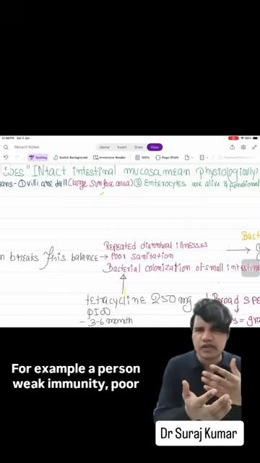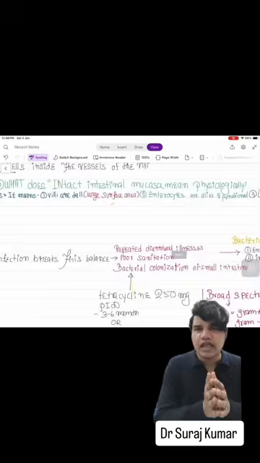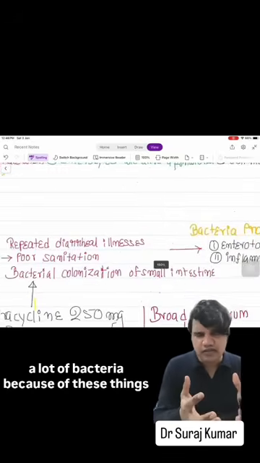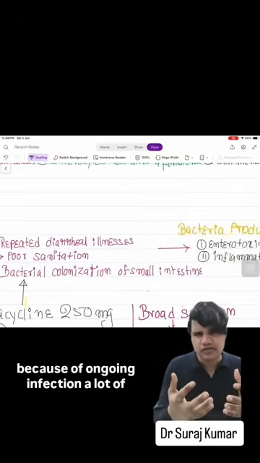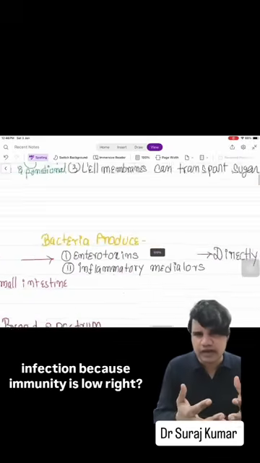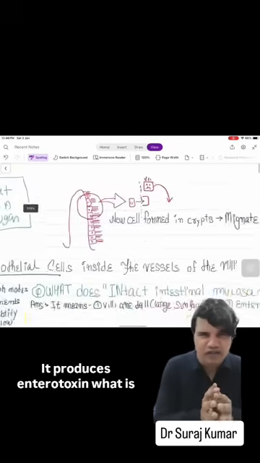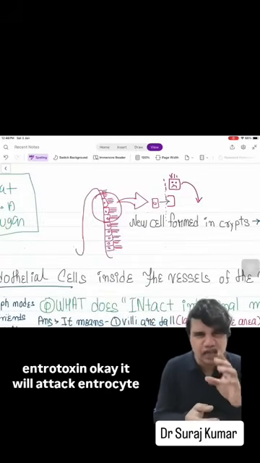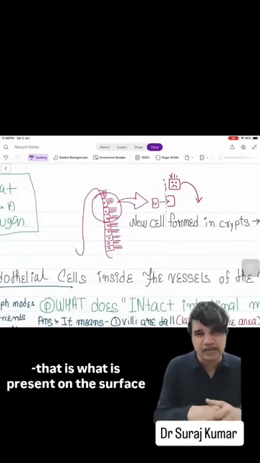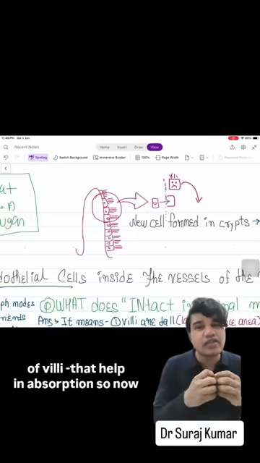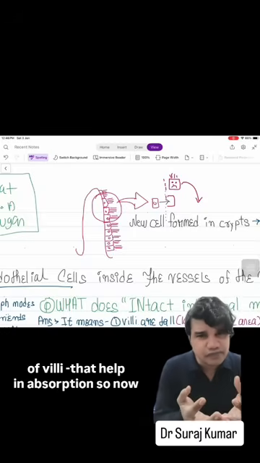For example, a person with weak immunity and poor sanitation, right, will develop diarrhea a lot of the time and have a lot of bacteria because of these things, because of ongoing infection, a lot of infection because immunity is low, right? What do the bacteria produce? They produce enterotoxin. What does enterotoxin attack? Enterocytes, okay. It will attack the enterocyte, that is what? A type of epithelial cell that is present on the surface of villi and helps in absorption.